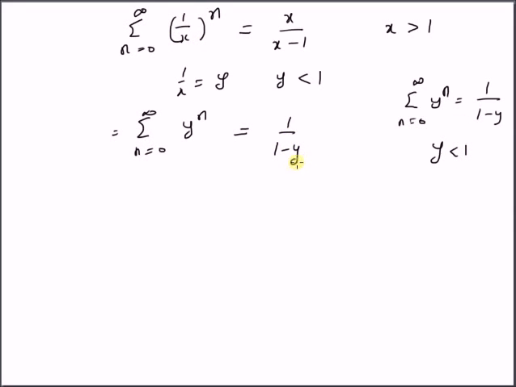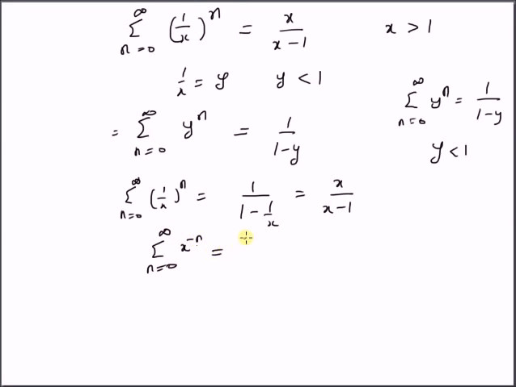So by now substituting the definition of y, we have summation n equal to 0 to infinity 1 by x power n is equal to 1 by 1 minus 1 by x, which is equal to x by x minus 1. So note that this can also be written as summation n equal to 0 to infinity x power minus n is equal to x by x minus 1. And this is only true for x greater than 1.